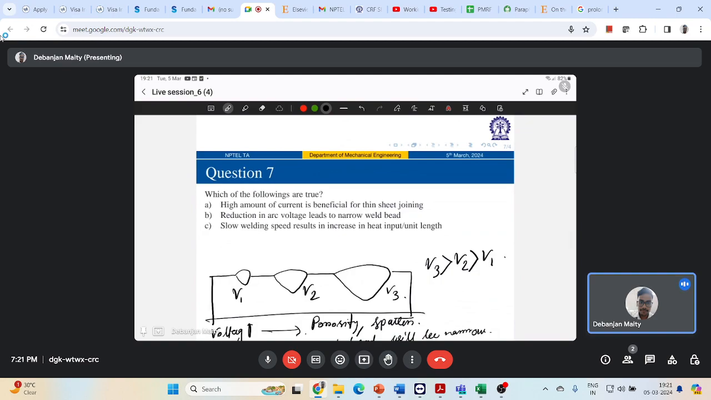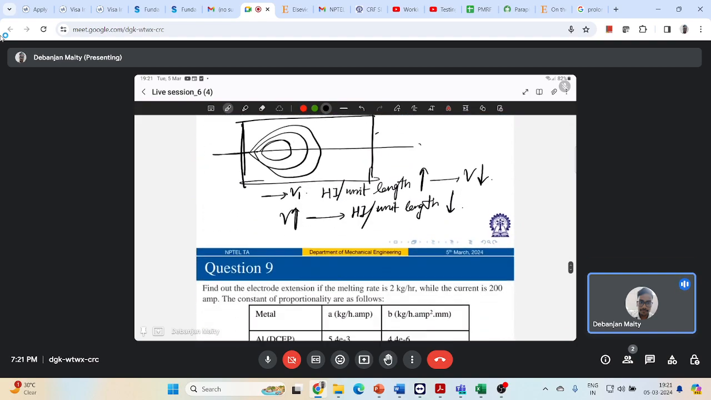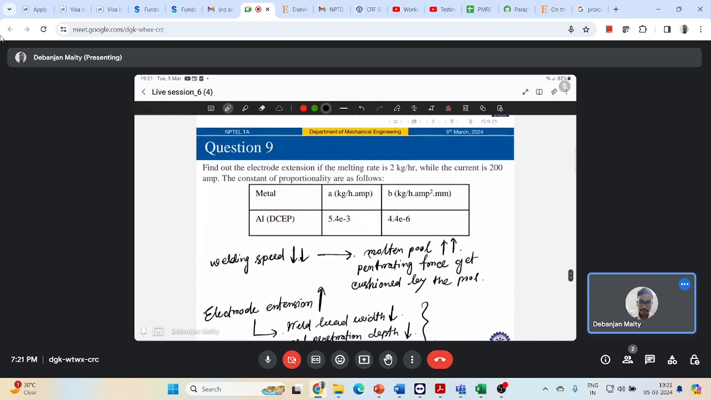Then in question 7, which of the following are true? High amount of current is beneficial for thin sheet joining? No, this is a false statement. Reduction in arc voltage leads to narrow weld bead? Yes, this is a true statement. I have talked about this. And slow welding speed results in increase in heat input per unit length. This is also a true statement. I will come to question 8 later because this is part of gas welding.